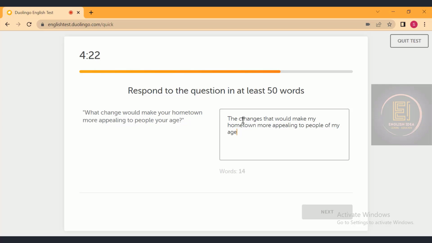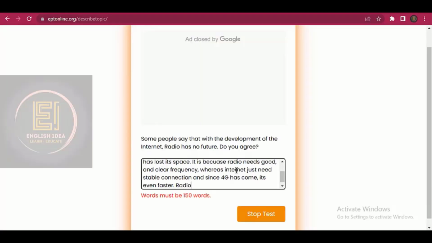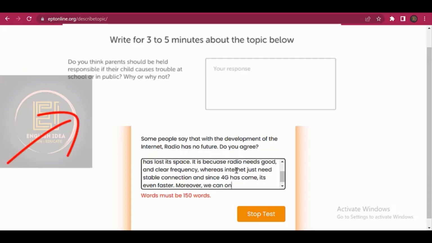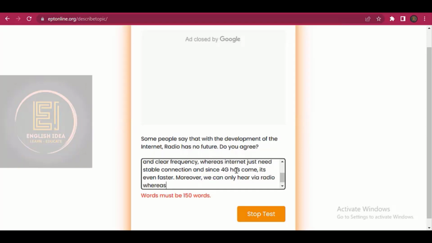The writing section comes towards the end of the Duolingo English test. In the first question, you'll have 5 minutes to write at least 50 words. And in the final question of the writing section, you will again get 5 minutes to answer. But in this question, you will have no word limit. Now let's talk about question 1 in detail.